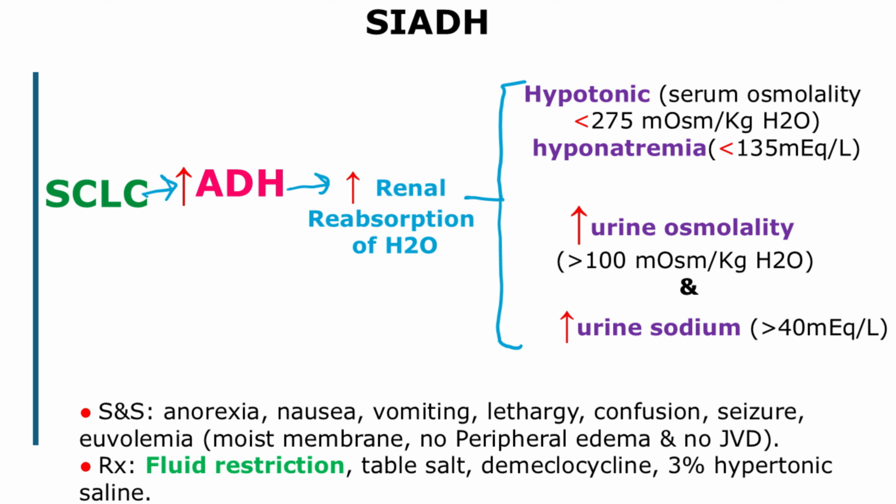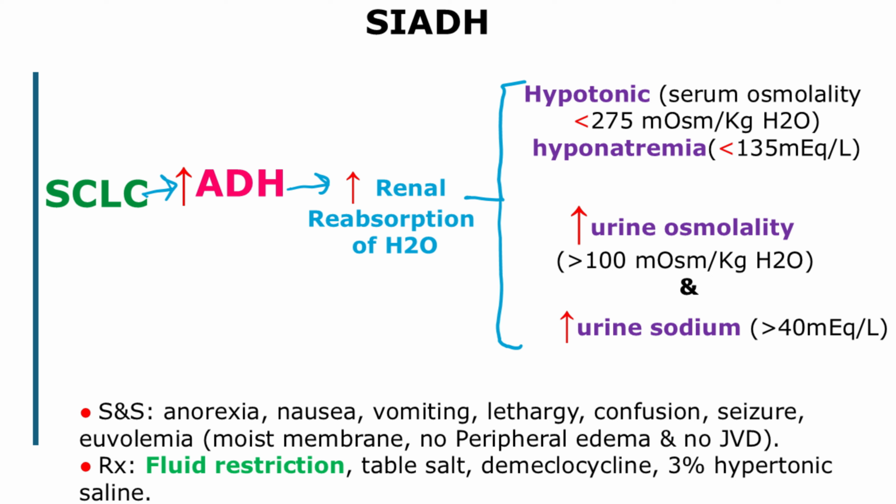In SCLC, the tumor cells ectopically produce ADH. This high ADH secretion leads to increased water reabsorption in the renal collecting ducts. This free water retention dilutes the sodium level in the blood, resulting in hyponatremia and decreased serum osmolality, i.e. hypotonic hyponatremia. On the other hand, less water is eliminated into urine, resulting in inappropriately elevated urine osmolality and high urine sodium. This production of concentrated urine is inappropriate.